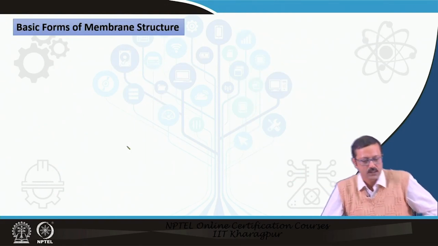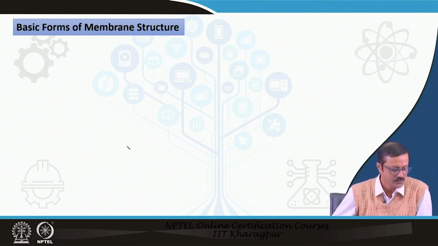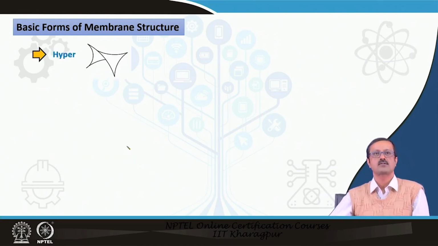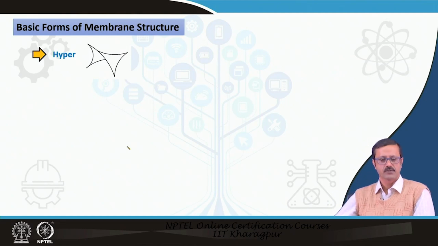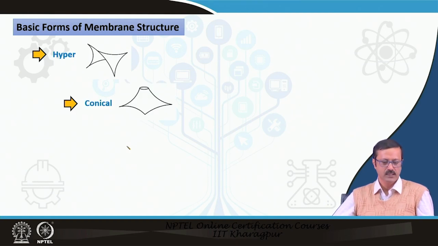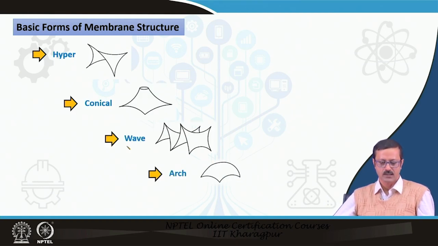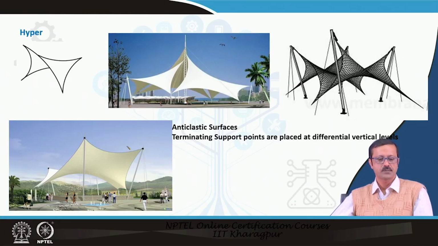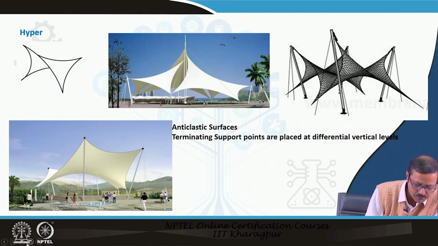So now let us go to some of the basic forms of the membrane structure. In the basic forms of the membrane structure, there are 5 such forms that can be made. There may be some hybrid type of form also, but in general there are hyper, conical, wave, arch, and cushion. The hyper form is like this. It is an anticlastic kind of surface, as you know. So there are 2 different curvatures, and the terminating points should be placed at different levels.